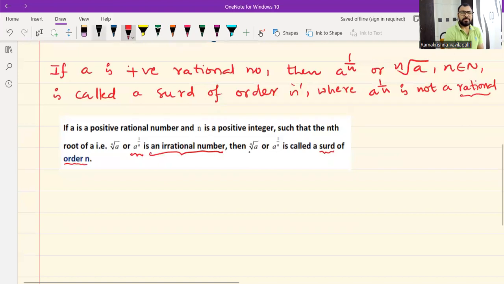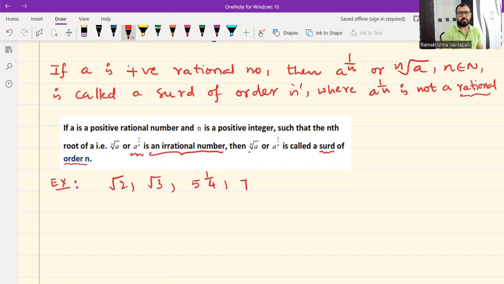So for example, we have taken root 2, root 3, or you can say 5 to the power of 1 by 4, or 7 to the power of 1 by 8, etc. are all surds. Remember here, a must be a positive rational number. So I will give you one example which is not a surd.